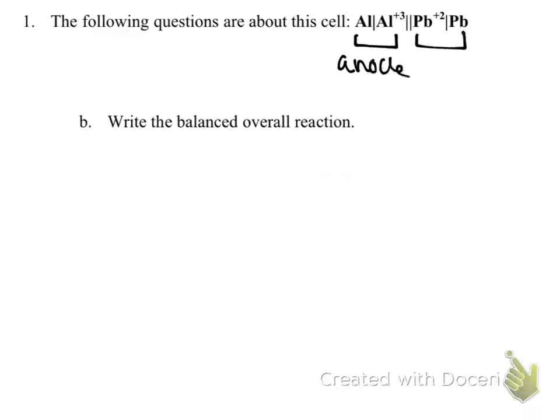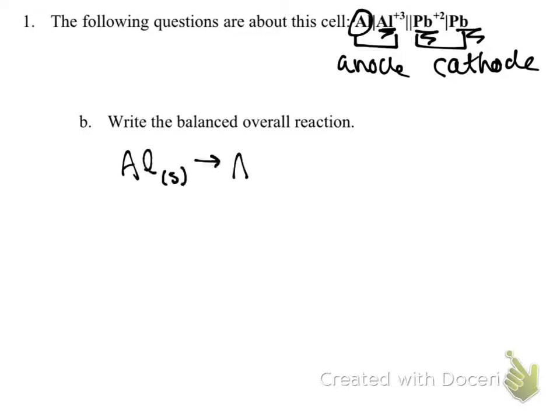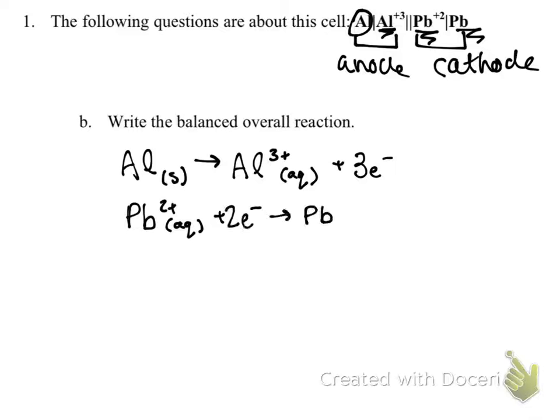Okay, so the next question is the balanced overall reaction. Now, keep in mind that we know that aluminum is the anode and that lead is the cathode. And actually, by looking at this format, we can tell automatically that we're going to be starting with aluminum on this side and then going into Al plus 3. And that's the really convenient part about this. And then we know for our other half reaction at the cathode, we're going to be going from aqueous lead to solid lead. And so we can go ahead and write those out, and that's what the two half reactions are going to look like.